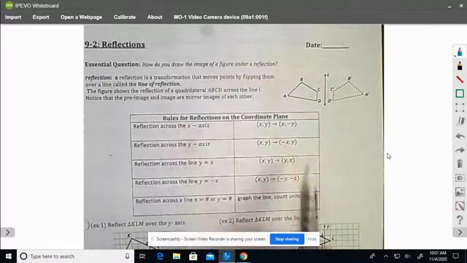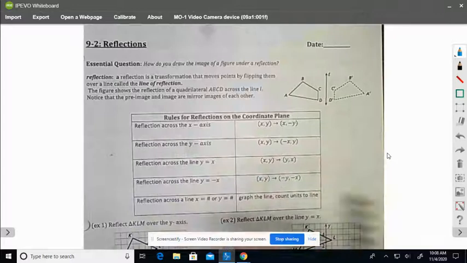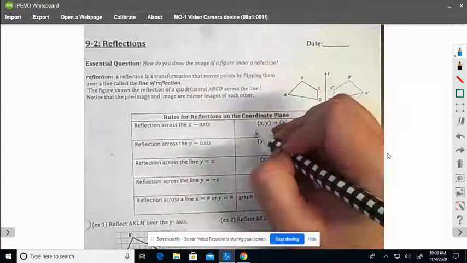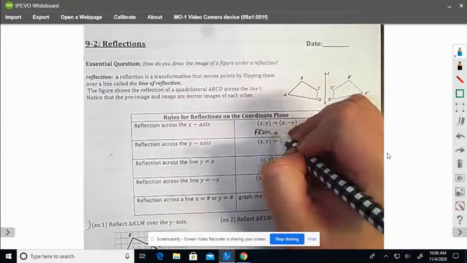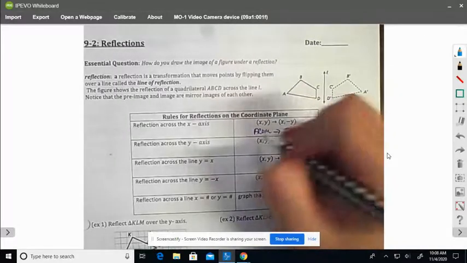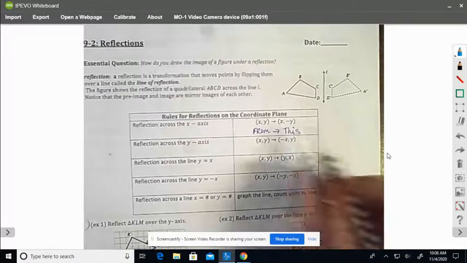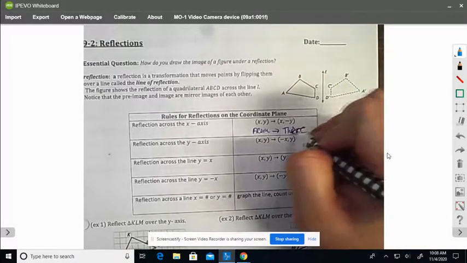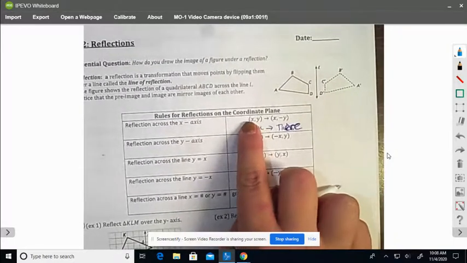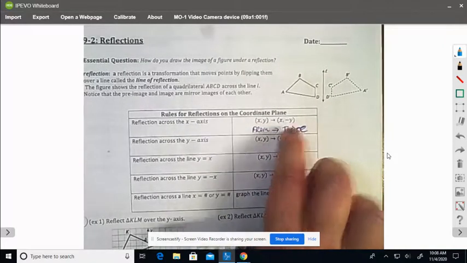Now, these are something you are going to have to memorize, so this is important. The first is a reflection over the x-axis, just the y value changes. So what they're saying is it goes from this to this. Okay, from here to there. From there to there. So it goes from a regular point, whatever the point is, and all you change is you make that y value negative.